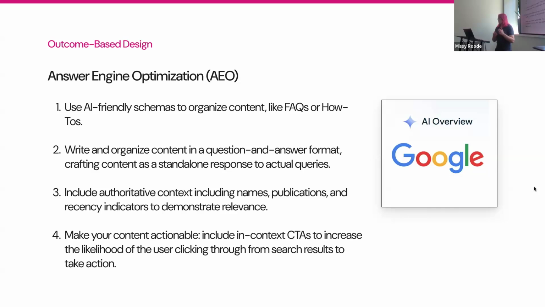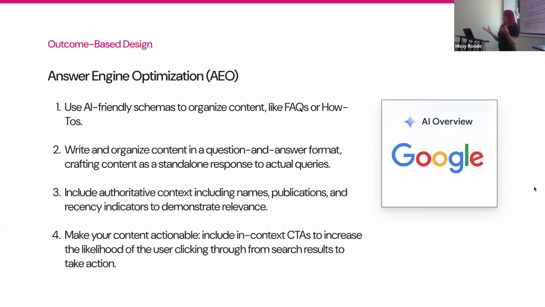So some steps you can do to resolve this are to use AI-friendly schemas to organize content. These are FAQs and how-tos. Again, if someone's already phrasing something like, how do I, or where can I, or whatever, if someone's already phrasing something like a question, then there are existing schemas that answer those questions. We use those because they're familiar and they have specific markup that will help the search engine identify them. So then we have the writing and organizing content in a Q&A format. So the content should be crafted as a standalone response to an actual query.